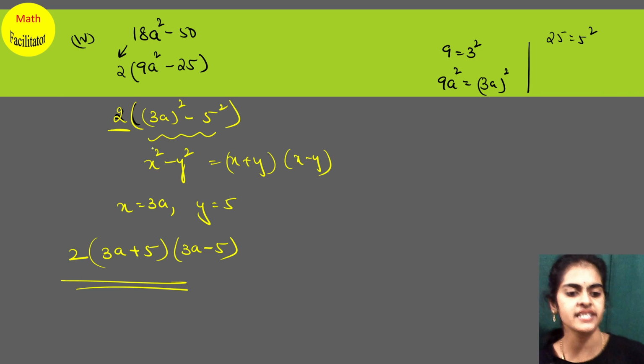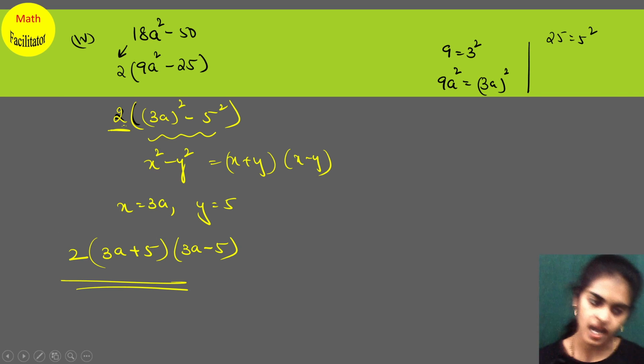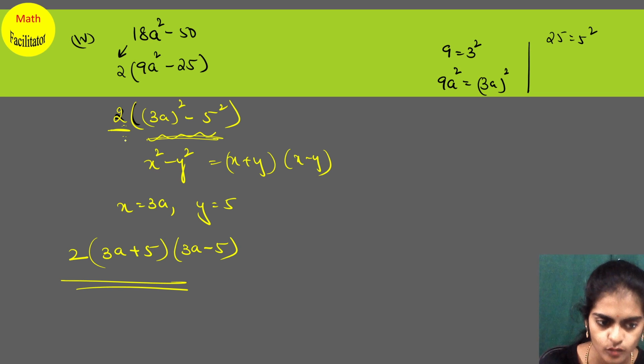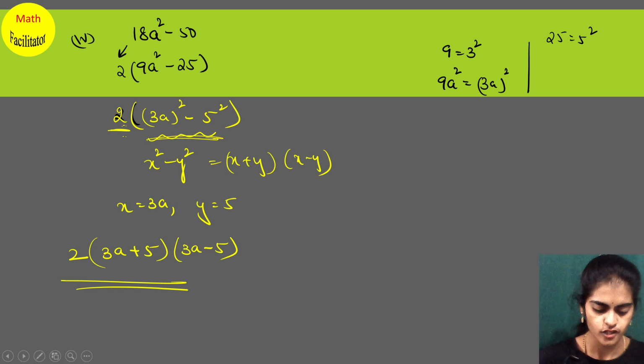Okay, the common mistake: you will just forget this 2. You'll happily write the identity till here, but this 2 also you have to write. Chalo, next question.